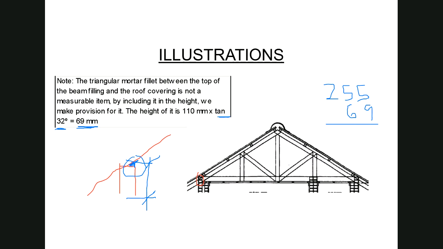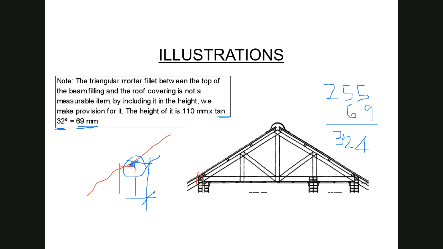And that takes us to a height for the beam filling of 324 millimeters. Now, what is important here when you are dealing with the gable wall? You see here a section, but when you are at the end of the wall, what is going to happen is the triangular fillet is going to come into this position. But now I want you to look carefully at where I'm drawing the green line.